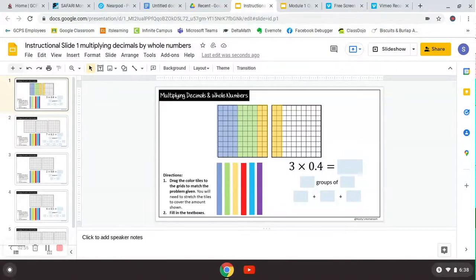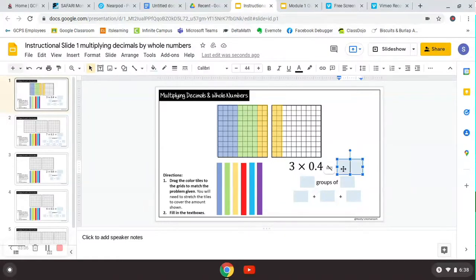Now, how do we use this to find our answer? Well, first, we're going to look and see how many whole grids we filled up. We filled up 1 whole grid. So I know that my answer is going to start with 1. But I also know that there's some leftovers here, so I'll need a decimal. And then I want to count how many tenths I used. 1, 2. So our answer is 1 and 2 tenths, or 1.2.